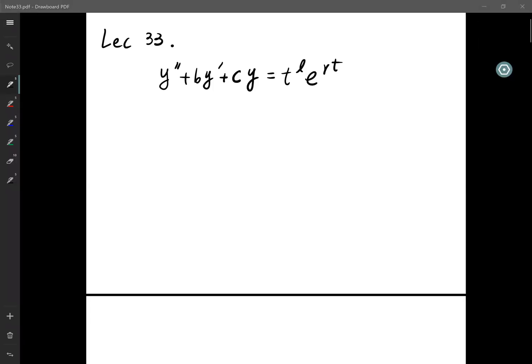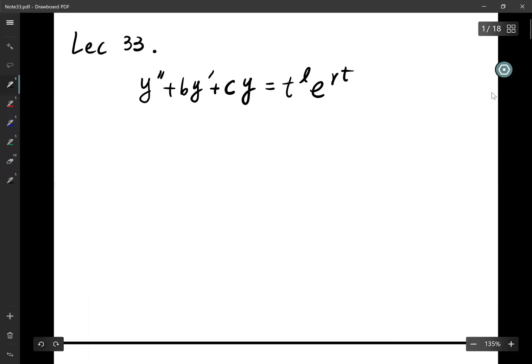Okay, so let's start. Today we're going to continue the discussion of second-order inhomogeneous differential equations, and in particular, we're going to consider the most general form in this class. That is, the right-hand side is not some completely arbitrary f(t), but this particular form, t to the L power, times exponential to the RT.